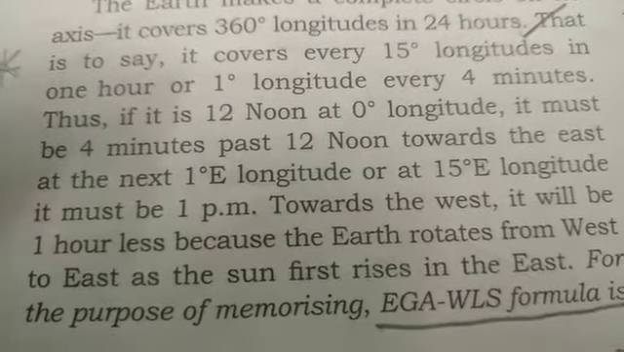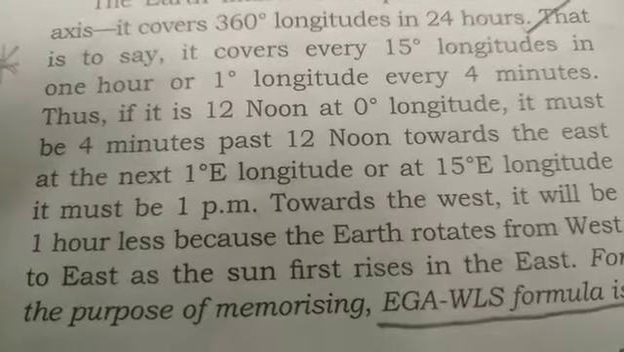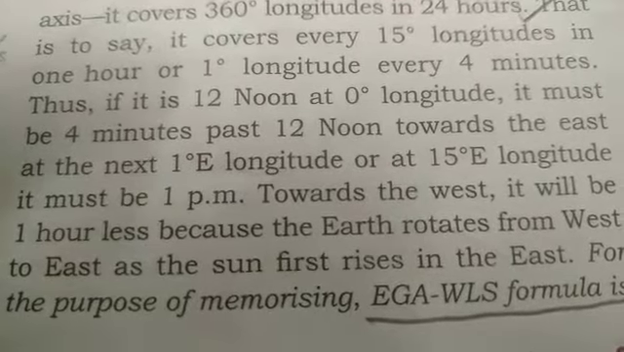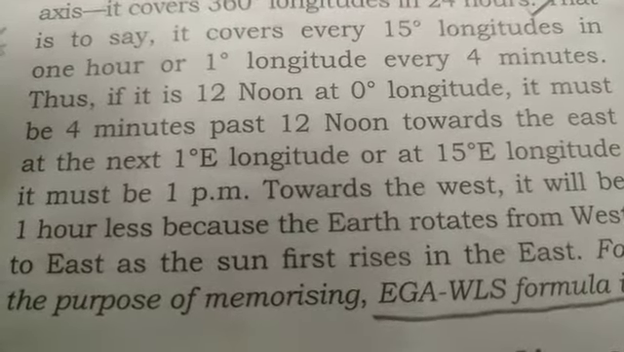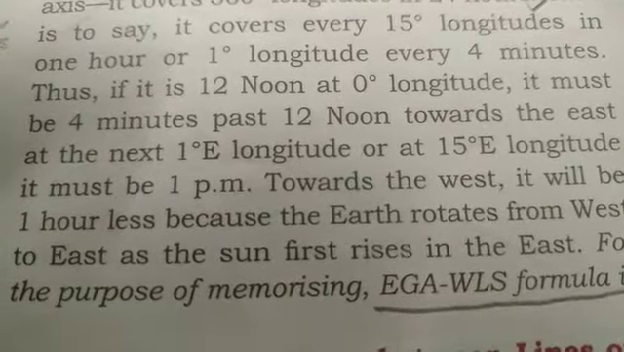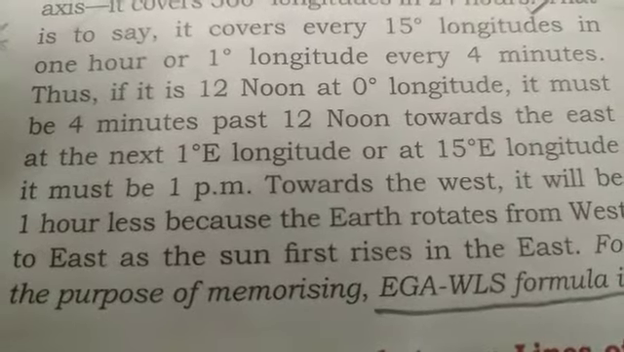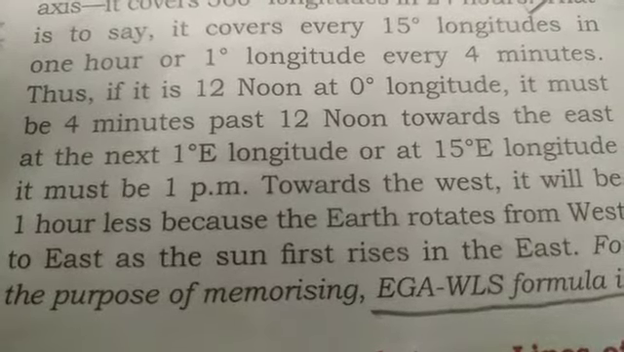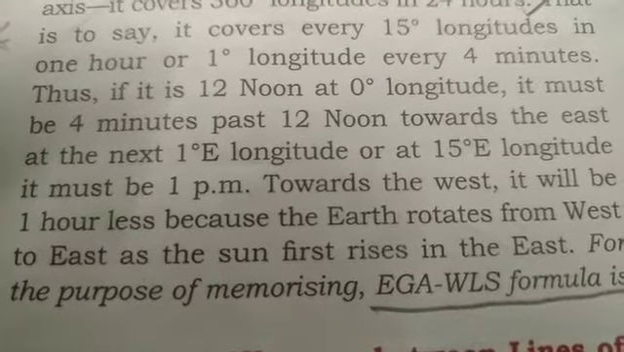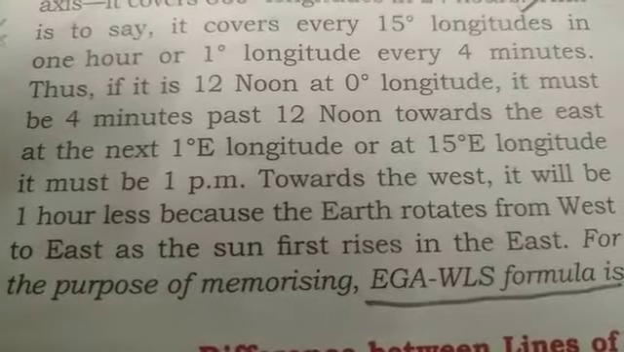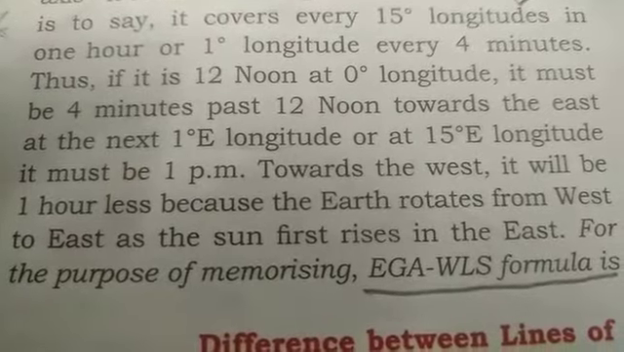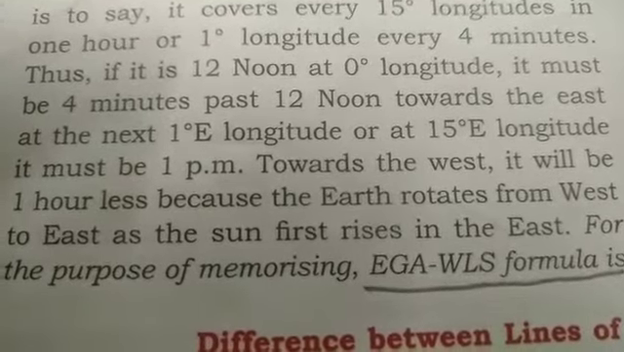So let's read further. Thus, if it is 12 noon at 0 degree longitude, it must be 4 minutes past 12 noon towards the east at the next 1 degree east longitude, or at 15 degree east longitude, it must be 1 p.m. I hope all of you can calculate this one. A simple calculation is needed to understand this, and you may please try to calculate it. If you do not understand, you may ask me in the classes whenever the school reopens, and I hope you can do it. So let's read further whatever is left.